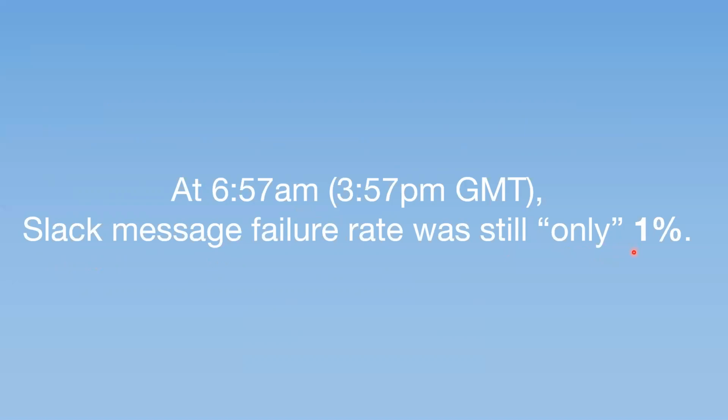So 1% failing, or 99% of messages going through, sounds like a lot, but actually when you think about it, it's not a lot at all, because we expect every message to get through, not 99 in 100. That's way too low. So Slack is kind of down, but it's still up, but 1% is actually quite bad.